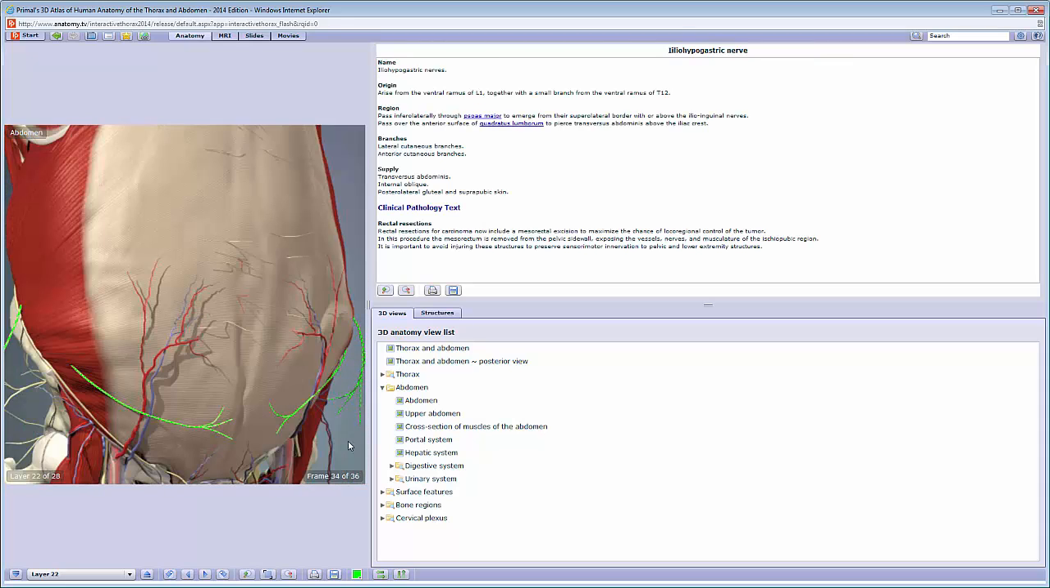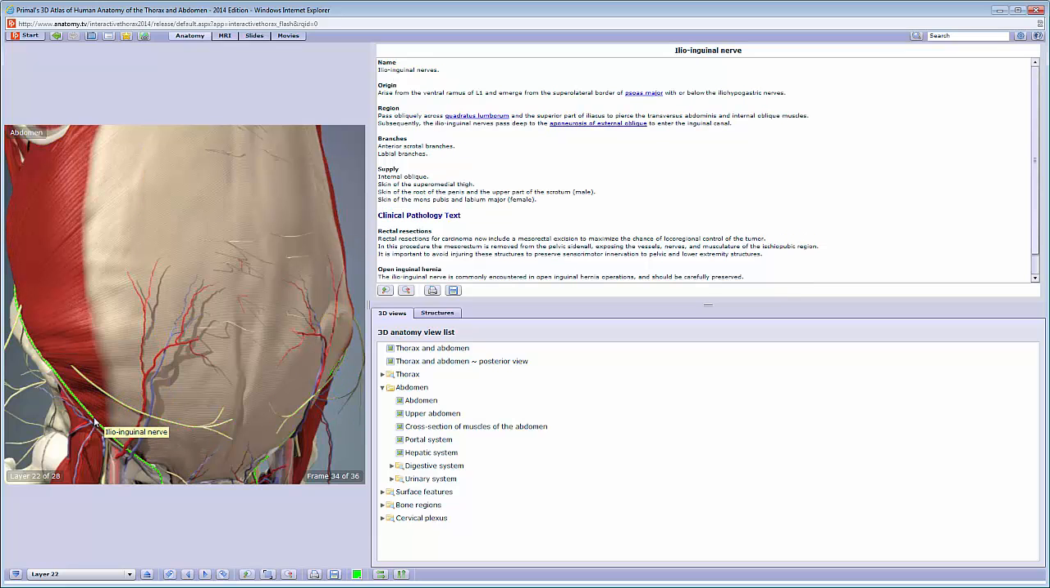Let me quickly add some more layers of tissue back in here and point out these two nerves that we should have also seen in lab. Here is the iliohypogastric nerve, which is from the L1 anterior or ventral ramus, and down here is the ilioinguinal nerve. The difference between these, although they are both from L1, is the ilioinguinal nerve actually, after arising from the L1 ramus, emerges out of the superficial inguinal ring. So it passes through the inguinal canal.